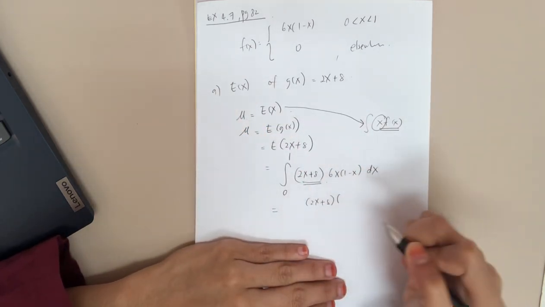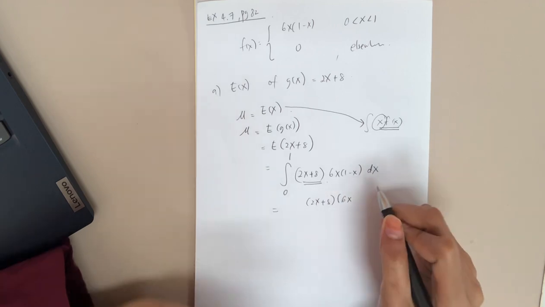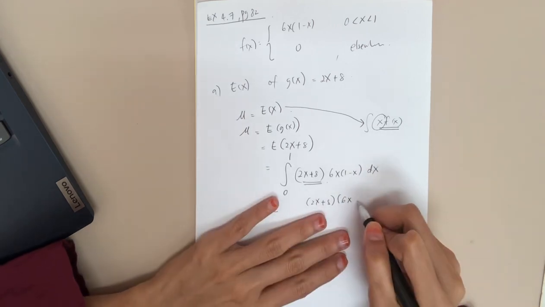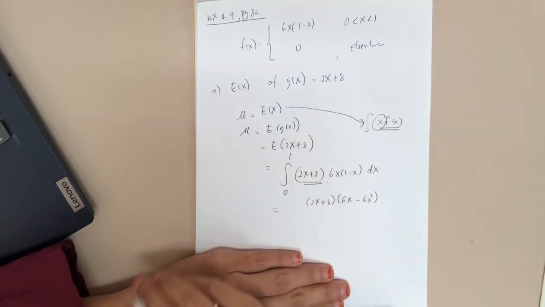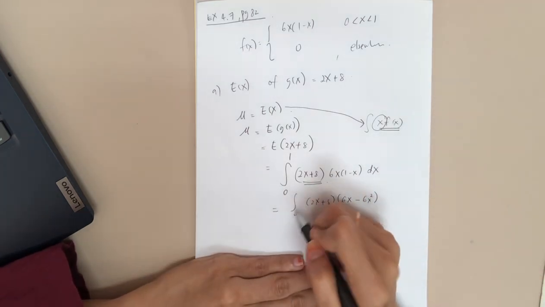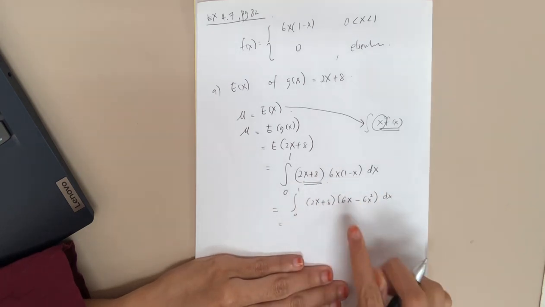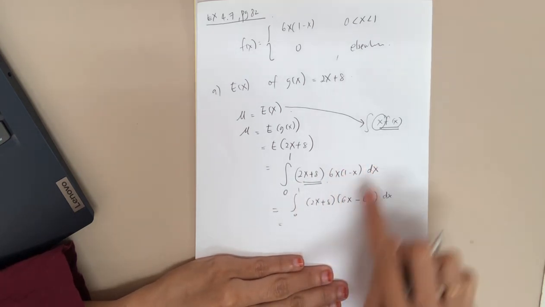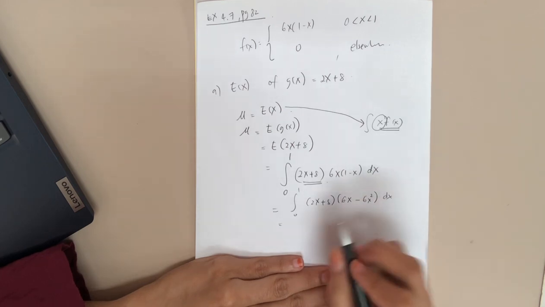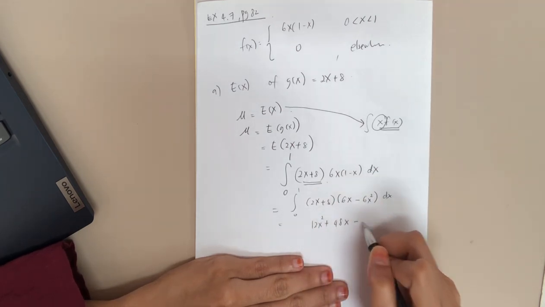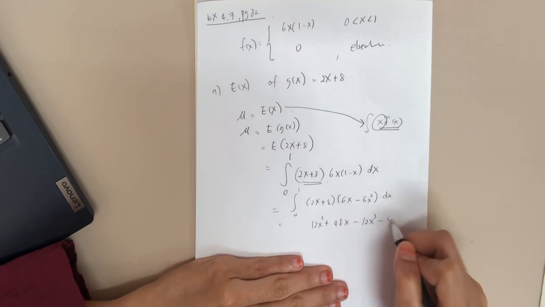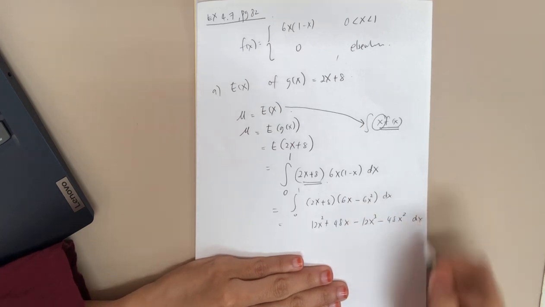Slowly, no need to rush, to avoid careless mistakes. Sometimes even I make careless mistakes too. Okay, then, having expanded, 6x minus 6x squared. Now we expand it for these two. So it will be 12x squared plus 48x minus 12x cube minus 48x squared dx.